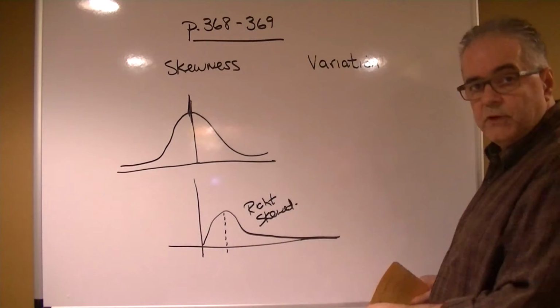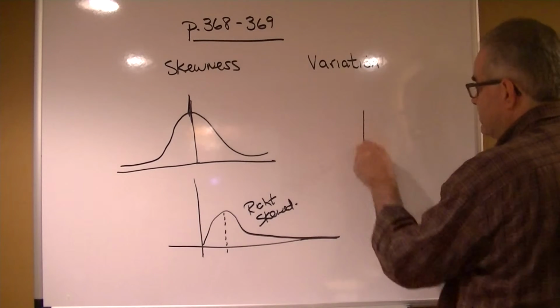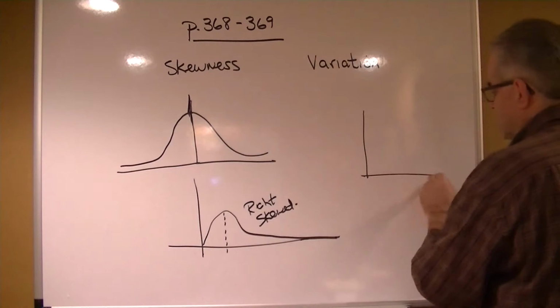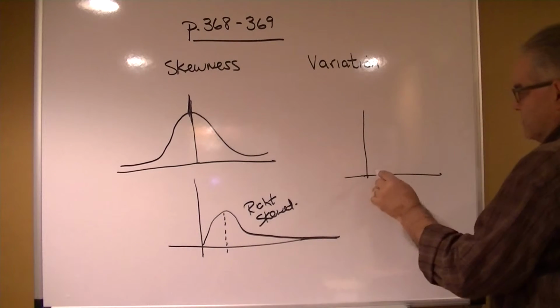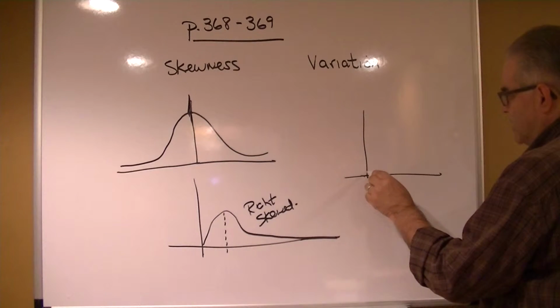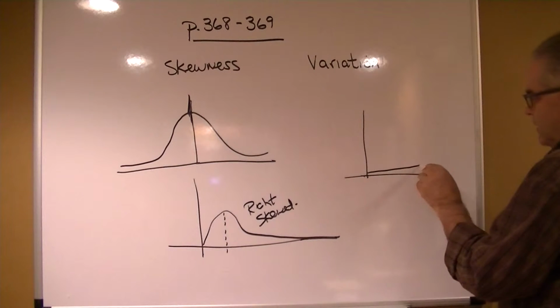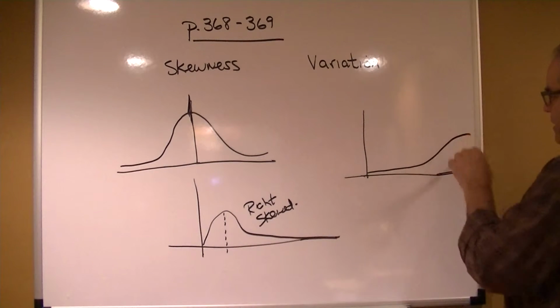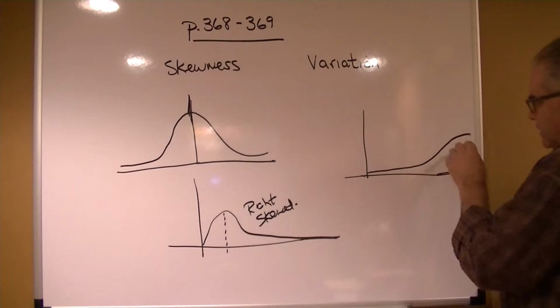And then the last one, if I can fit it in here, is going to be left skewed. Here's a graph. I'm going to do it to the right here. That means your tail would be on the left side, and then it goes up to where the majority of the people are.